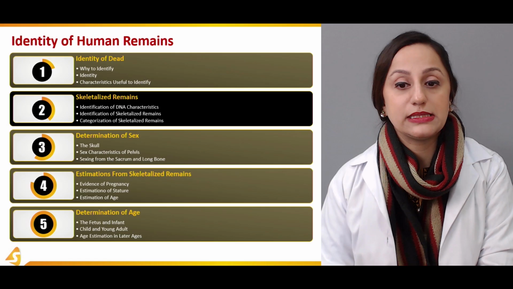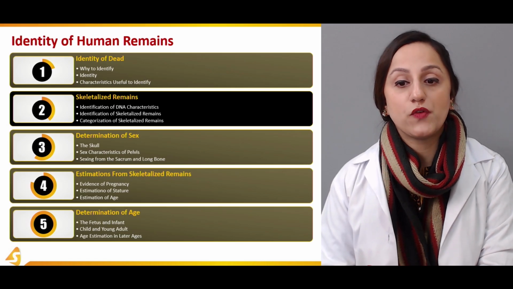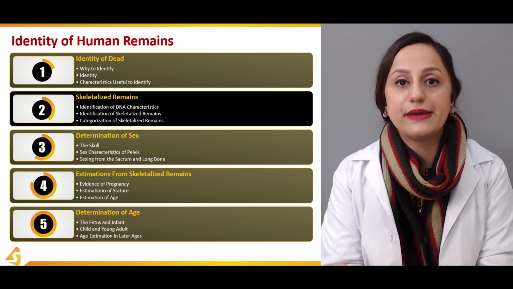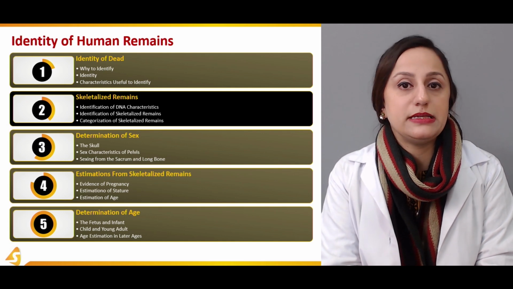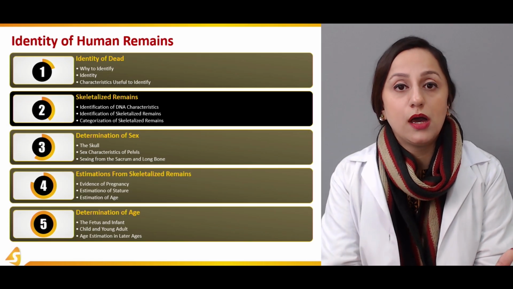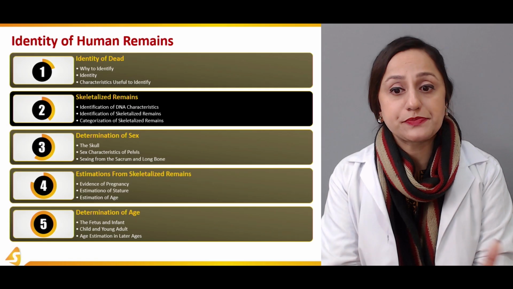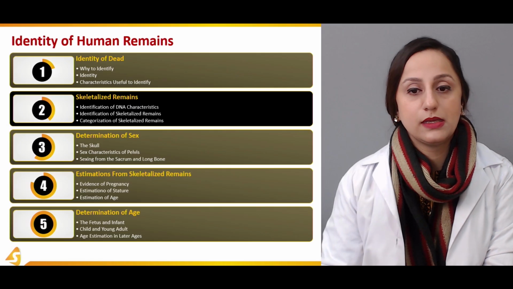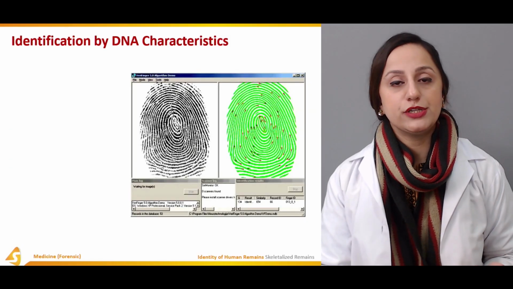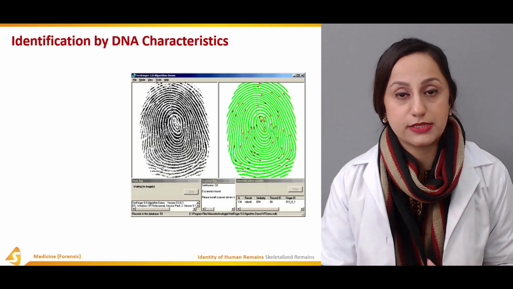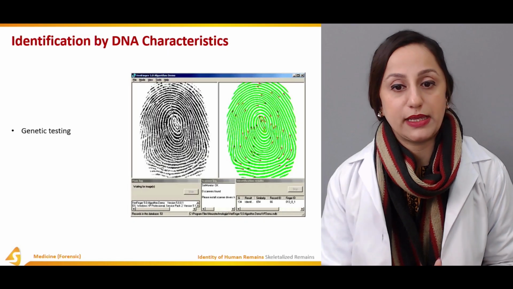While we are identifying a certain person, there is the identification of the skeletalized remains and the categorization of the skeletalized remains. We even have to categorize them into different categories whenever we get them. We can have fragments, we can have the full bones, we can have the full stature of the person. So different categories are dealt with differently. Now, as I've already told you, it's the DNA that is the mainstay in the identification of a person whenever we are dealing with skeletalized remains.